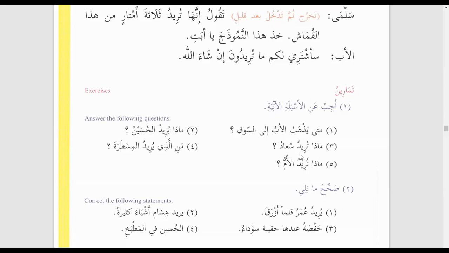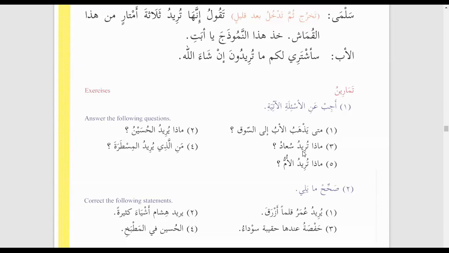Okay, number 3. ماذا تريد سعاد? What does سعاد want? تريد مسطرة كبيرة. She wants a big ruler. Okay, تريد will be translated as you want or she wants. So she wants.